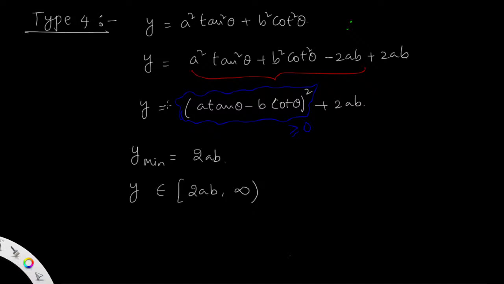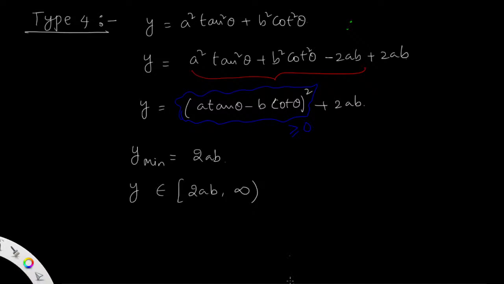A whole square can never be negative, only positive values. So you can substitute the minimum value as 0 in the expression. Then 0 plus 2ab, so the minimum value of y is 2ab, going up through positive values to infinity. Therefore the range of the function is 2ab comma infinity.